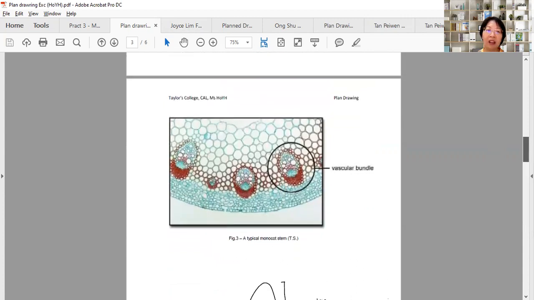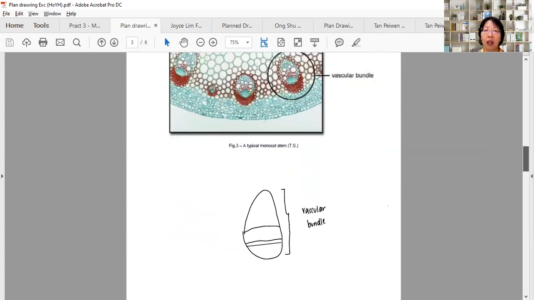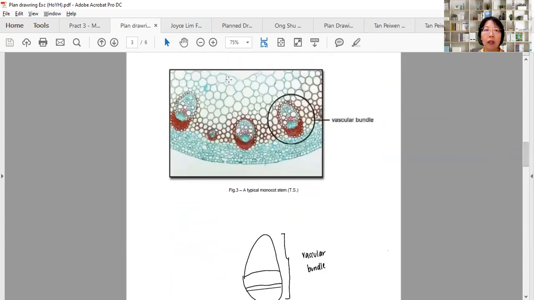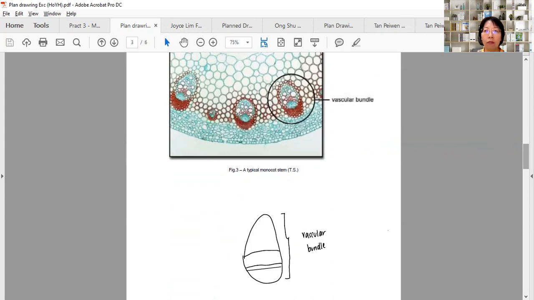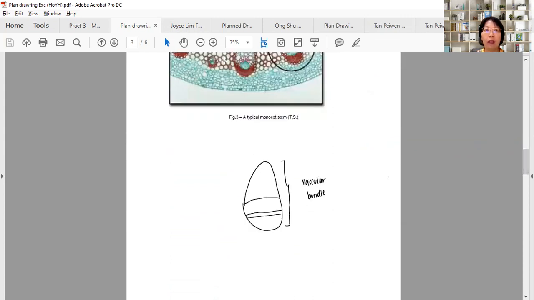This one, really. So you see the micrograph, there are so many tissue layers that you can draw, but this student only drew the vascular bundle, and the vascular bundle is also wrong. Okay, and the labeling of the vascular bundle is also wrong, because if you use a bracket, the bracket must touch the object that you want to label. So again, this is wrong.